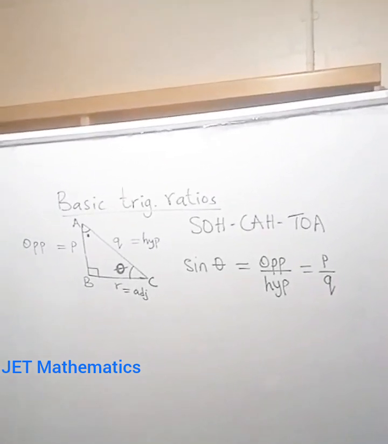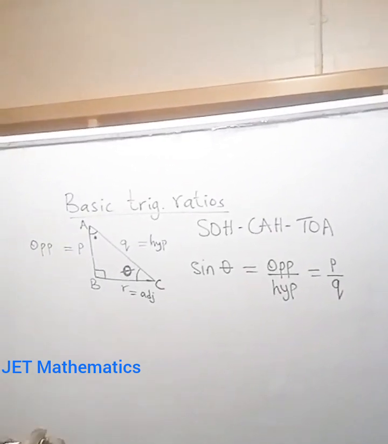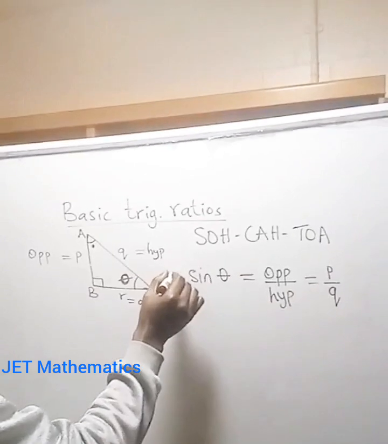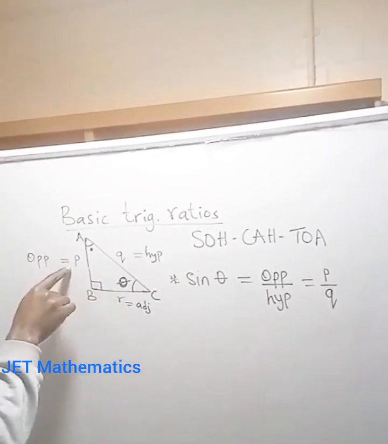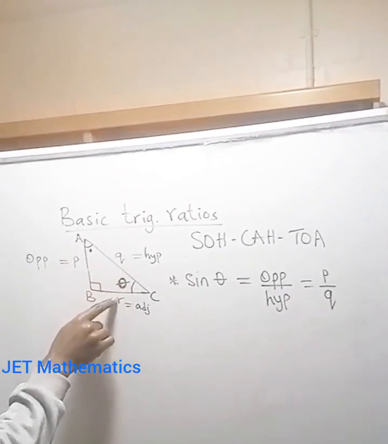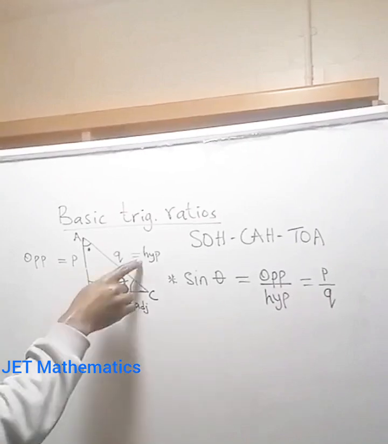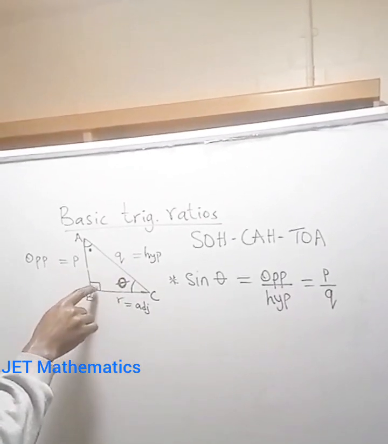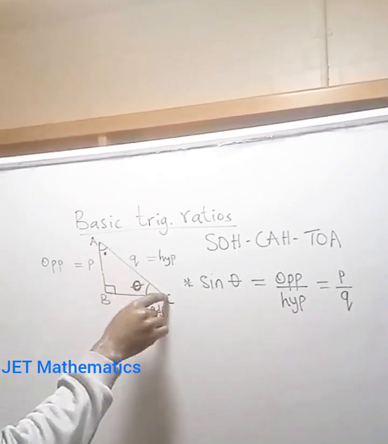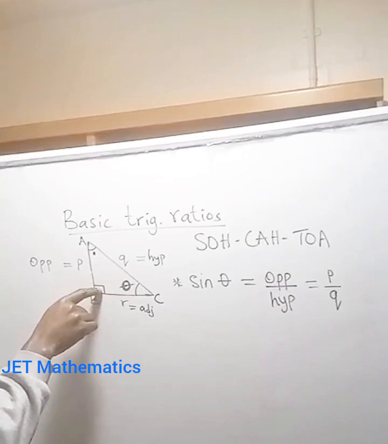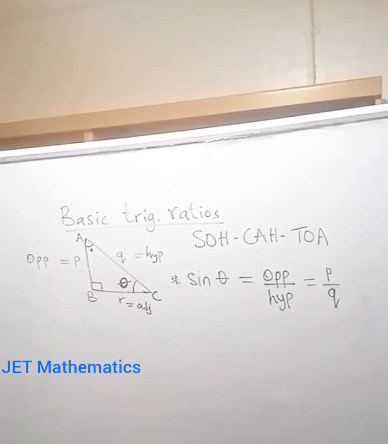Alright. Now the second ratio, so this is the first ratio. When we are considering this angle, here is opposite, and here is adjacent, and here is hypotenuse. Hypotenuse is always opposite the right angle.